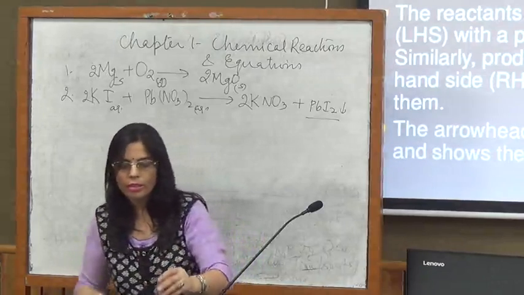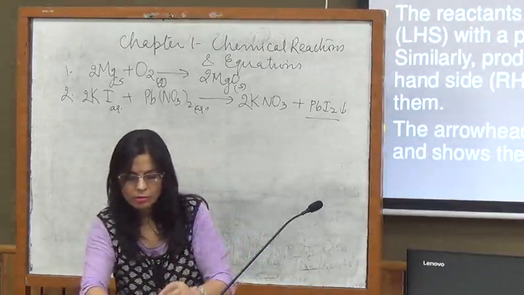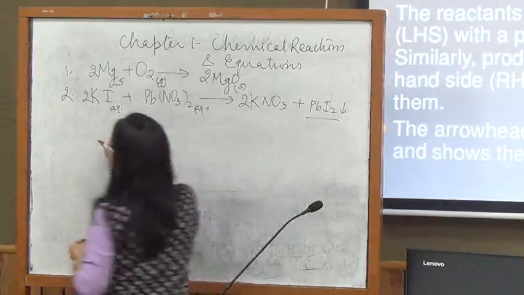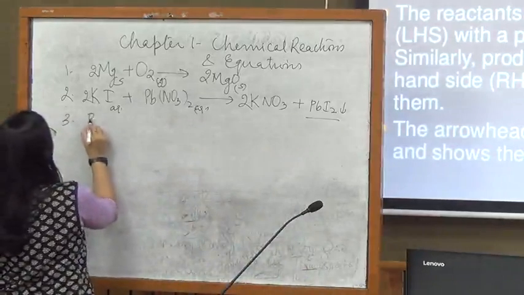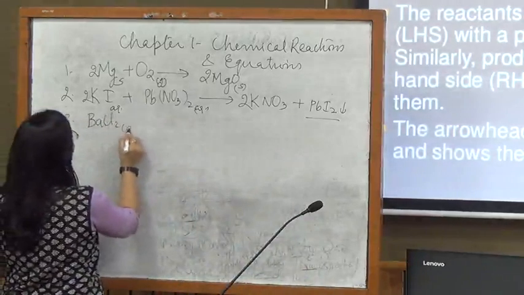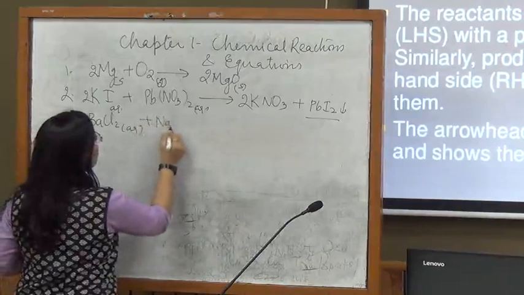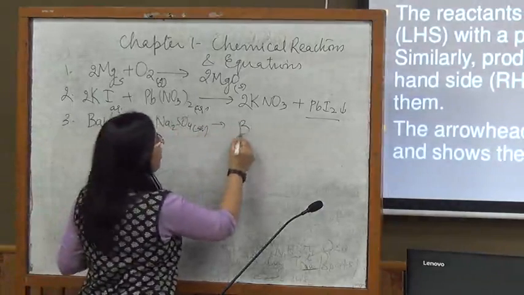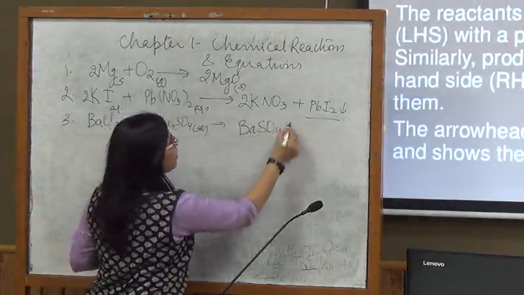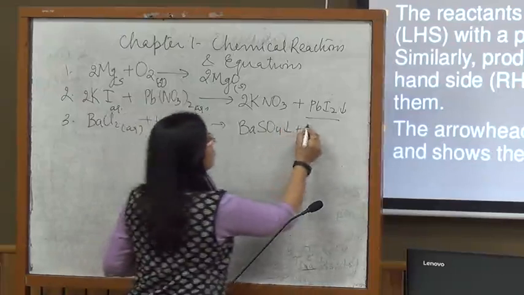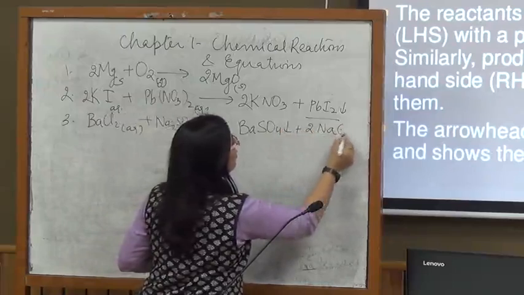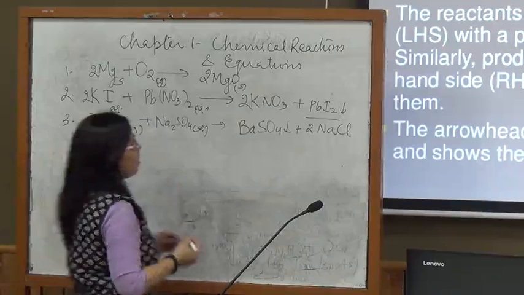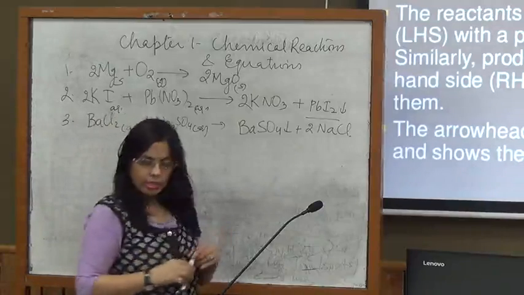Let's again look at what happens in this reaction. The third reaction that we performed was barium chloride aqueous solution and sodium sulfate aqueous solution, formation of a white precipitate of barium sulfate, and there's formation of a solution of sodium chloride. Let's balance this reaction also. Oh, it's already balanced. Now what do you observe in these reactions?